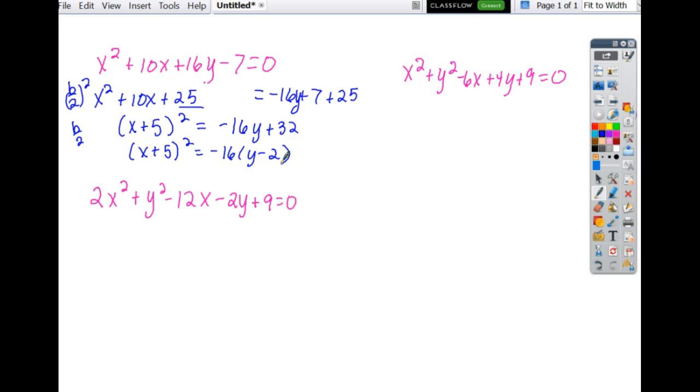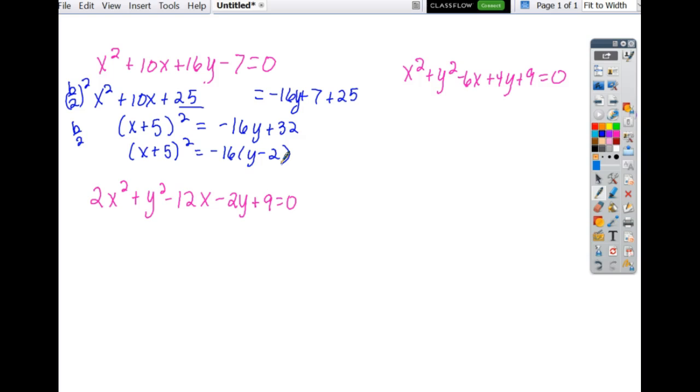Does everybody remember? Okay. And what's the length of the focal chord in this problem? 16, right? It's the absolute value of this, so it's 16. So it'll be 8 and 8 on each side. Okay? So now look at the next.